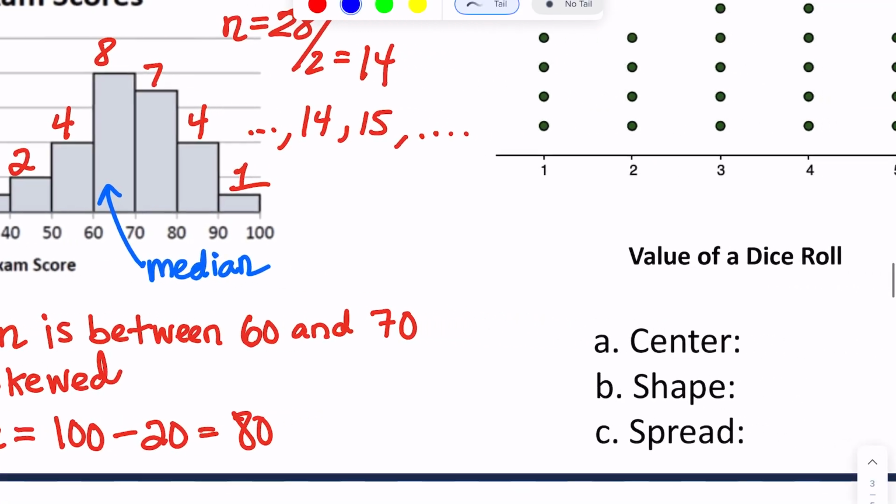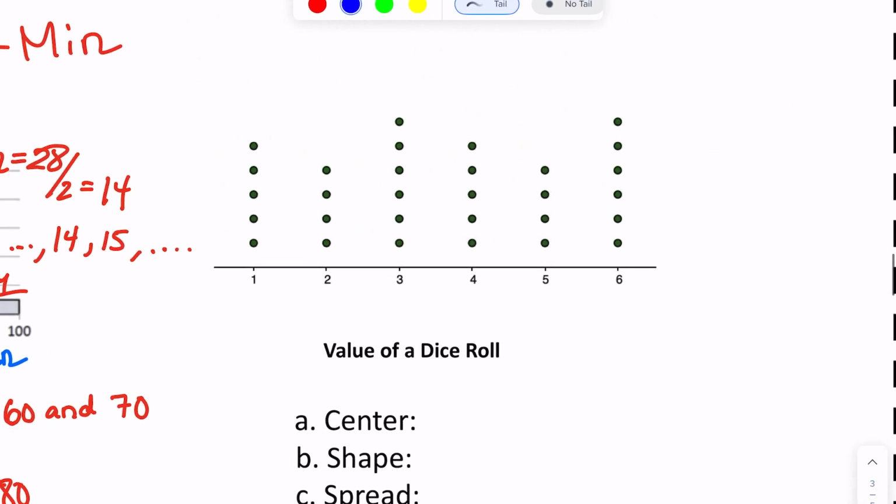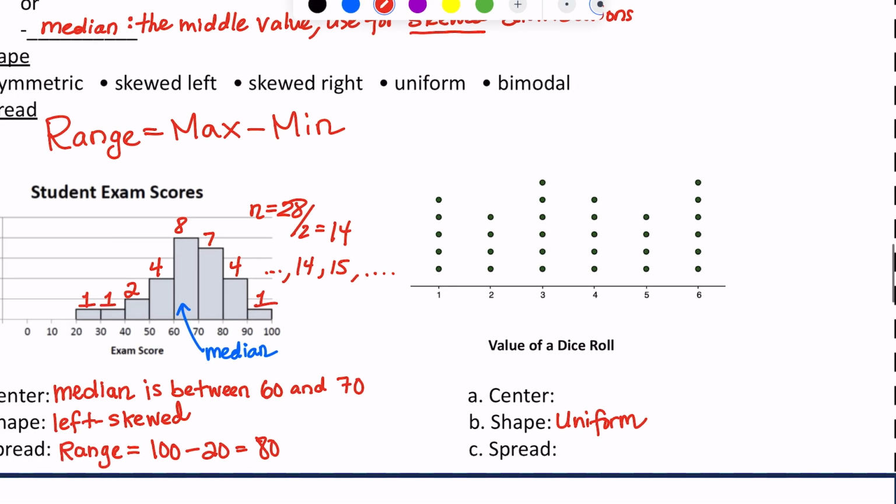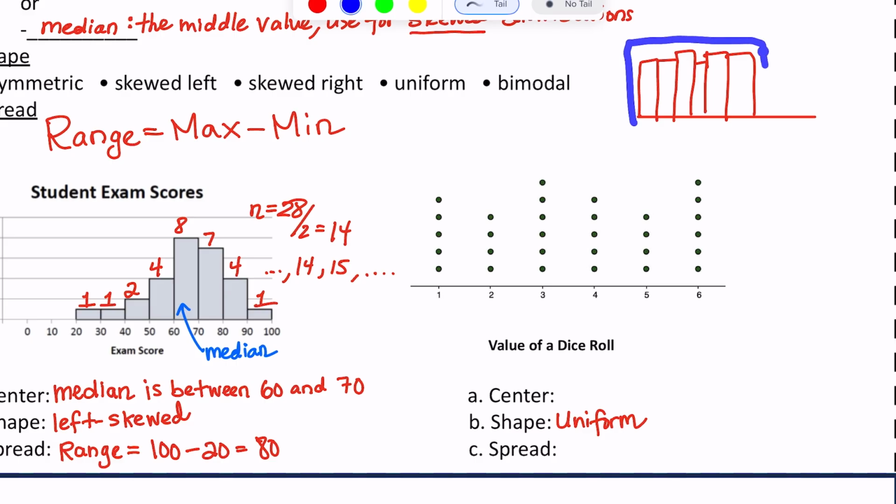Let's do it again for this dot plot. Okay, for the shape, I would say that this is uniform. We haven't seen uniform as much, but remember what uniforms kind of look like is all the bars being roughly the same height. Roughly. It doesn't have to be perfect. So that it kind of almost looks like a square overall. And I would argue this one does.